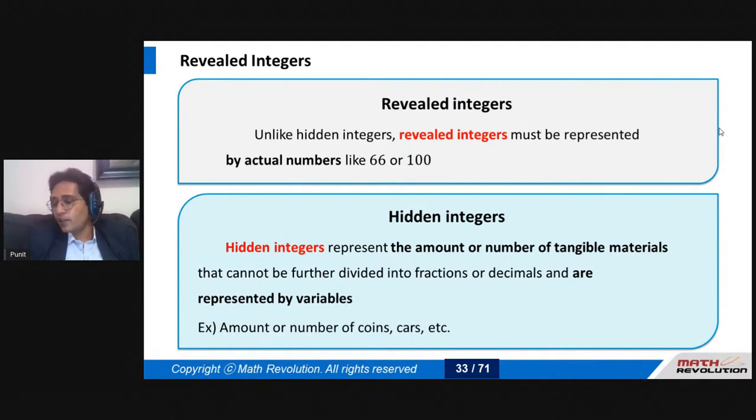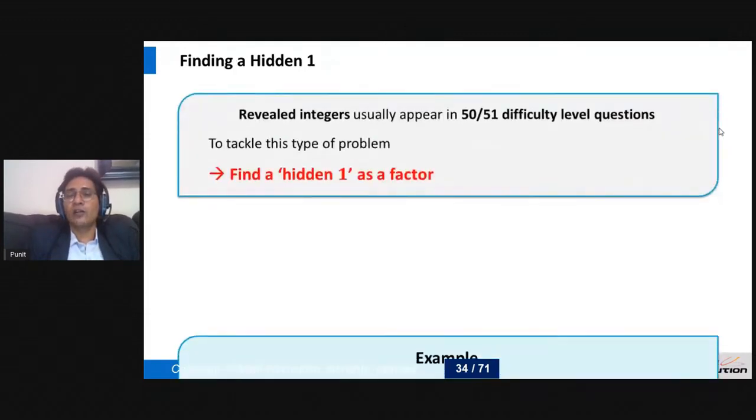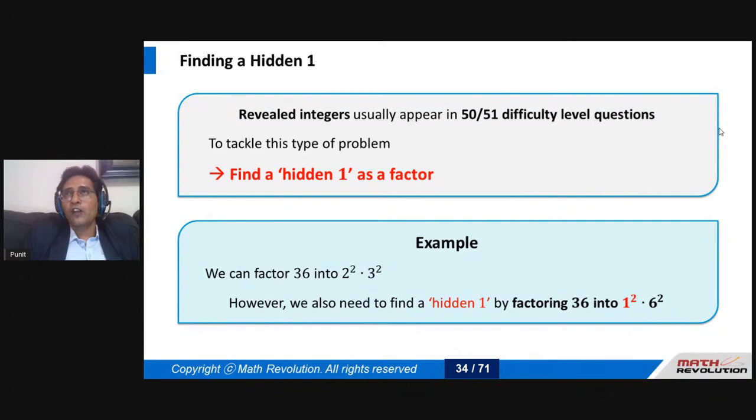First is revealed integers, and second one is hidden integers. Revealed integers are the actual numbers that we talk about, like 66 or 100. But hidden integers cannot be further divided into fractions or decimals, and they're always defined by the variables. Now this is a theoretical picture of it, but how does it get applied to a real question? Always find the hidden one in the question. For example, you have a number 36.